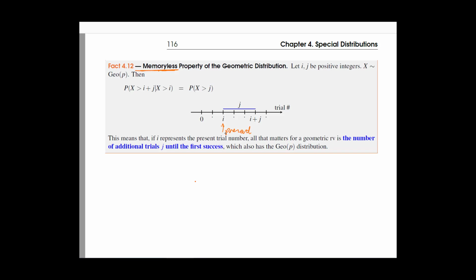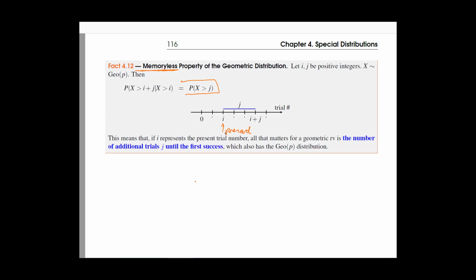So you're flipping this coin. i is 10, so you flipped it 10 times, and you still have no heads. And you ask the question, what is the probability that I have to flip this coin j more times in order to get a head? Okay, so that's the conditional probability. Now, it turns out that it is equal to simply the probability that X is greater than j, so greater than the remaining number of trials.